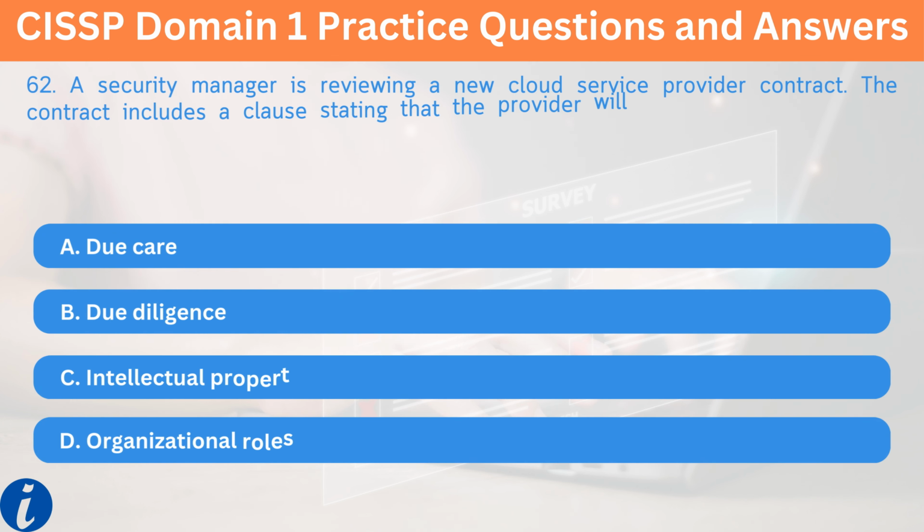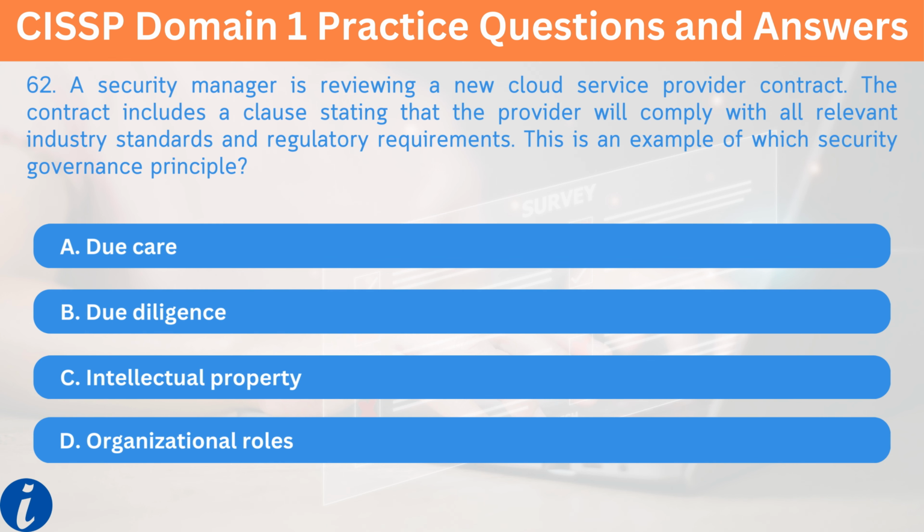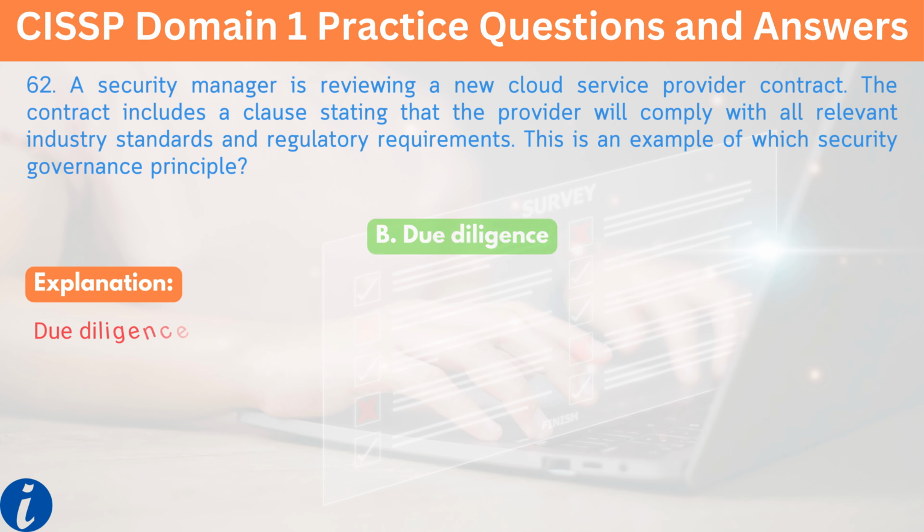62. A security manager is reviewing a new cloud service provider contract. The contract includes a clause stating that the provider will comply with all relevant industry standards and regulatory requirements. This is an example of which security governance principle? A. Due care. B. Due diligence. C. Intellectual property. D. Organizational roles. The correct answer is B.